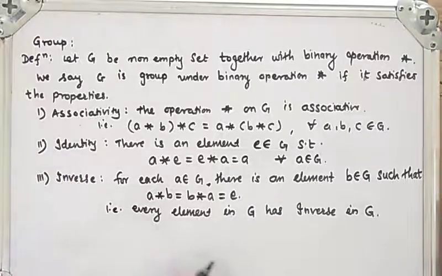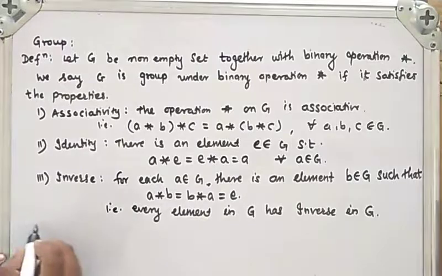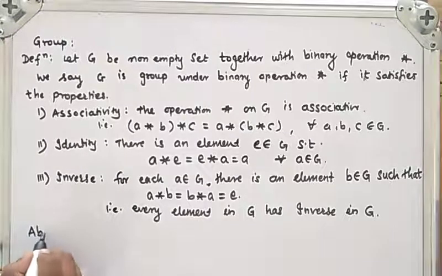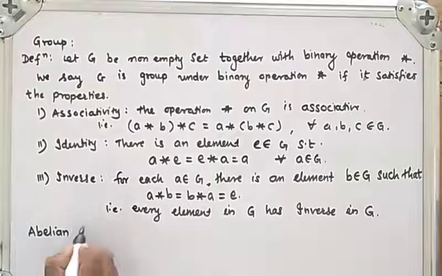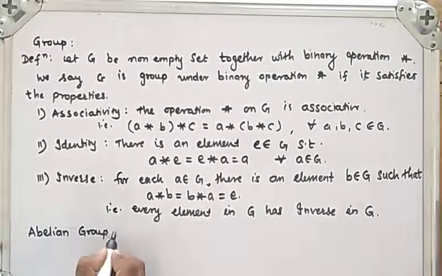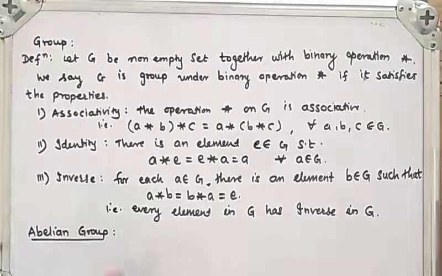Now next we will see abelian group. So what is meant by abelian group? An abelian group has only one extra property: if we take any two elements from that set, then A star B must be the same as B star A, then we say that group G is abelian. So let's see the definition.